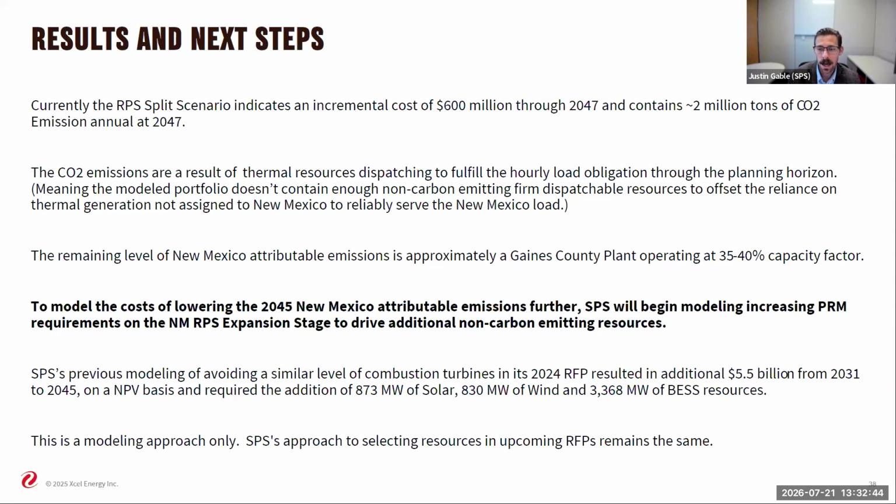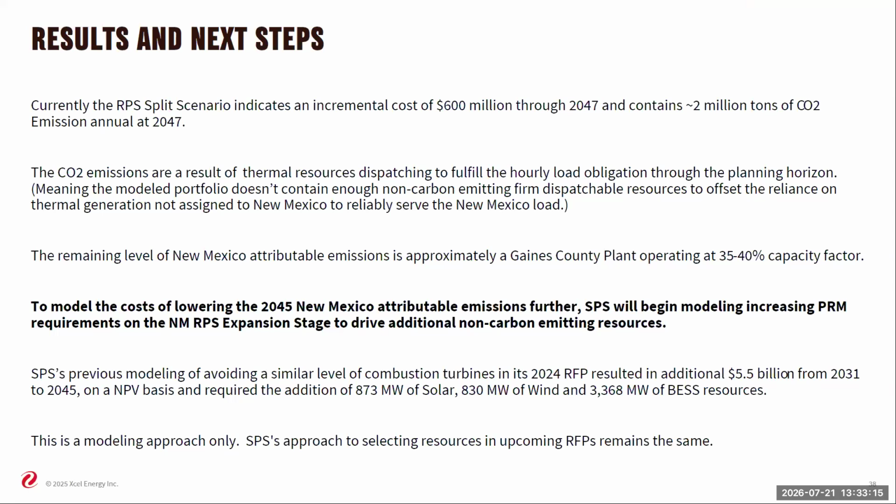The first question is how to get to carbon zero. And we're saying that this current portfolio is still showing some amount of emissions. Those emissions are similar to what a facility like this looks like. And when we did a sensitivity for removing a resource like that, this is what our net present value difference was. It was a $5.5 billion cost. So they're related scenarios that we have performed analysis on, but they are not a one-for-one comparison.